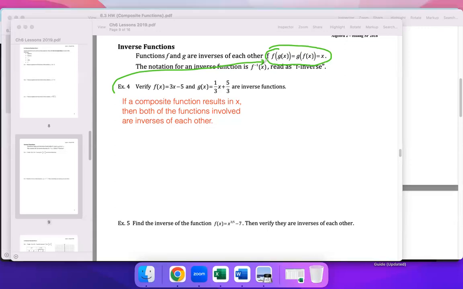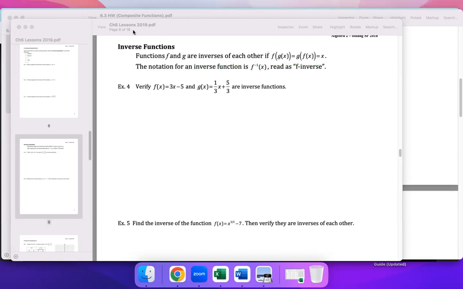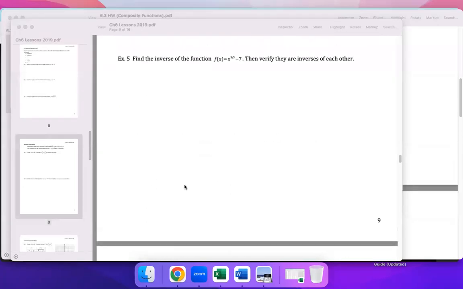Okay, let's do one more. All right, one more. Example 5.